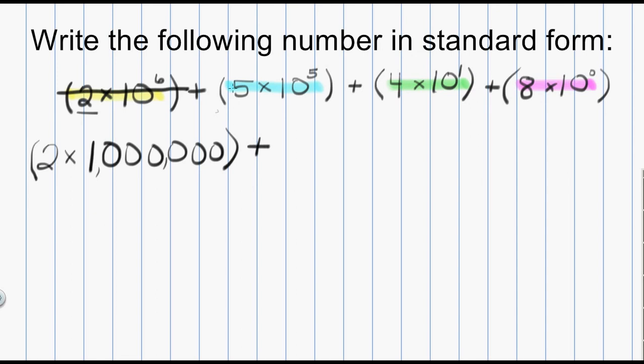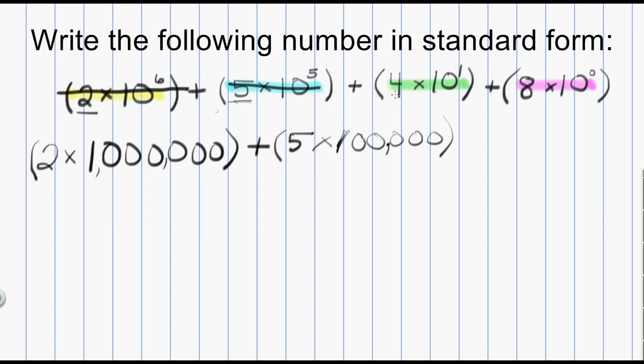And now I'll go to 5 times 10 to the 5th power. Bring down that left parentheses, bring down this 5, and bring down my multiplication sign. And then 10 to the 5th power I can write as 1, and because it's to the 5th power, I'll follow it with 5 zeros. So 1, 2, 3, 4, 5. So 5 times 100,000.